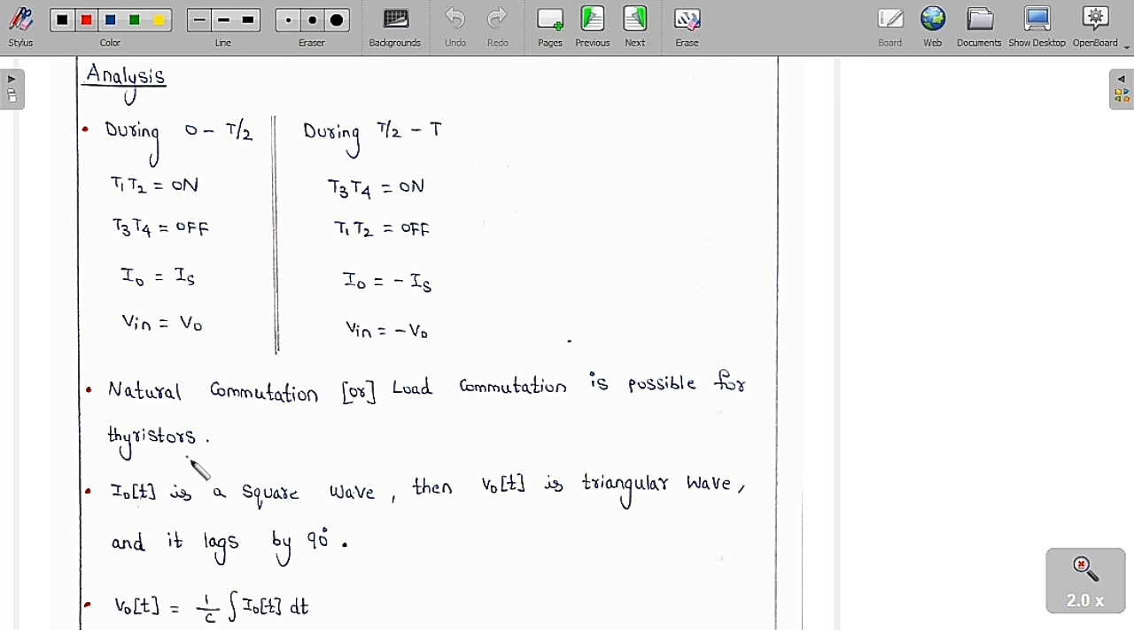So therefore, simply we can say that natural commutation or load commutation is possible for the thyristors in this case. And I have already told you the output current is a square waveform, then the output voltage is a triangular waveform and it lags by 90 degrees. So if you apply a square waveform across the capacitor, the output voltage will be a triangular waveform, and the output voltage is going to lag the output current by 90 degrees for a pure capacitor.